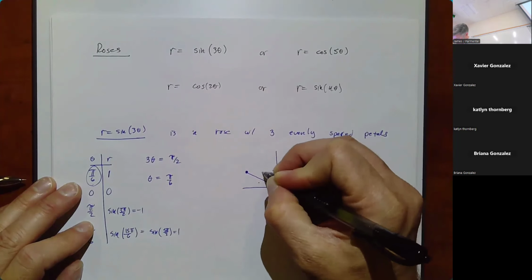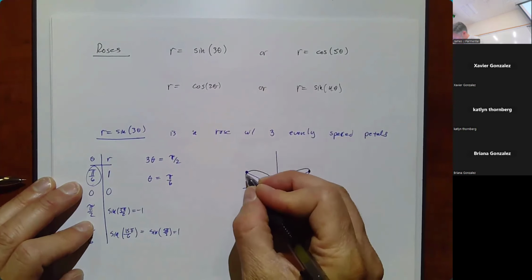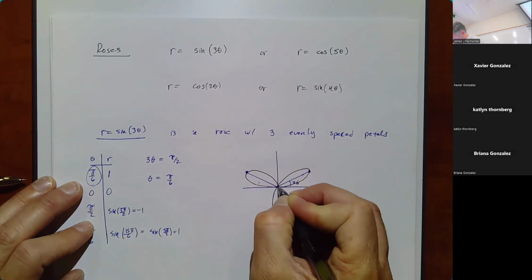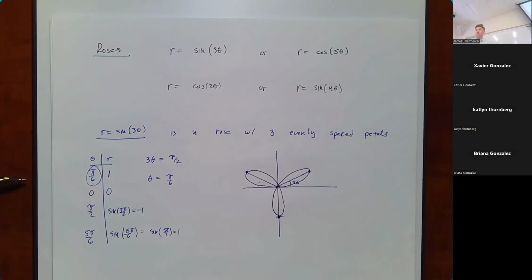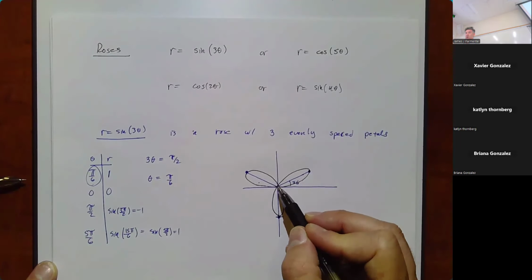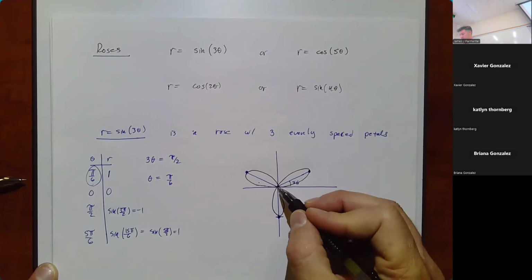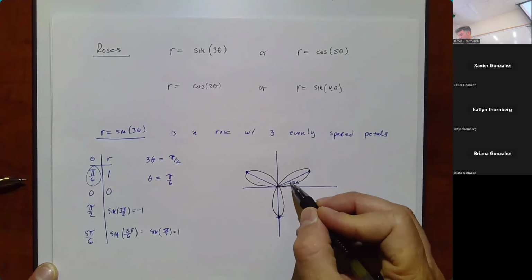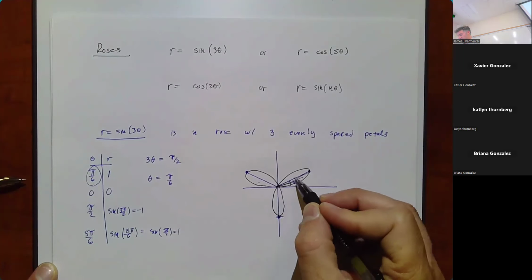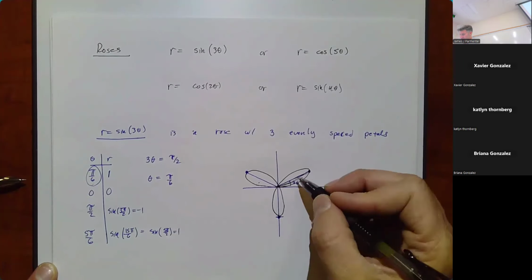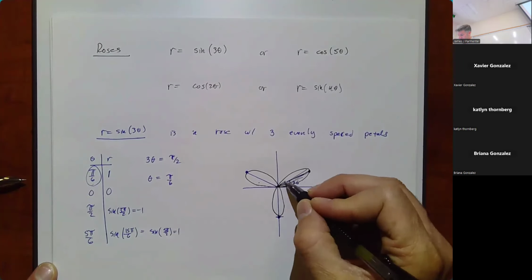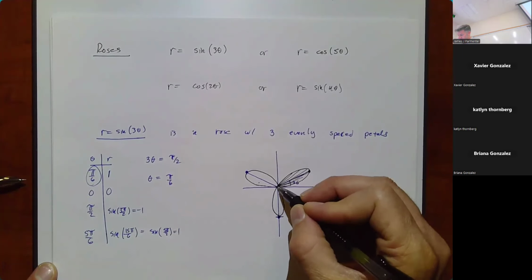You don't actually have to be able to draw it out in the right order. I am drawing it out in the right order, meaning as your angle would increase. When the angle starts at 0, you have an r of 0. And then as the angle gets bigger, the radii get bigger up until an angle of pi over 6, which is as big as possible. And then the radii start getting smaller as the angle is moving away from that biggest value, so you go back to 0.